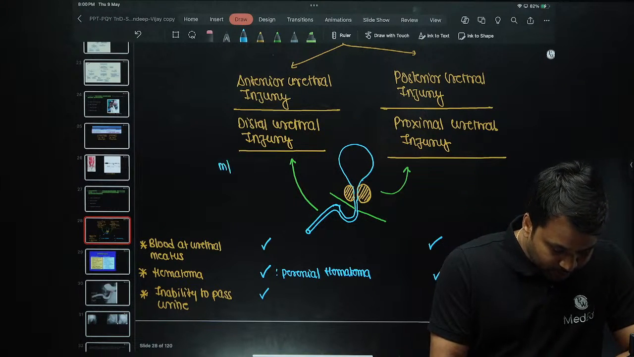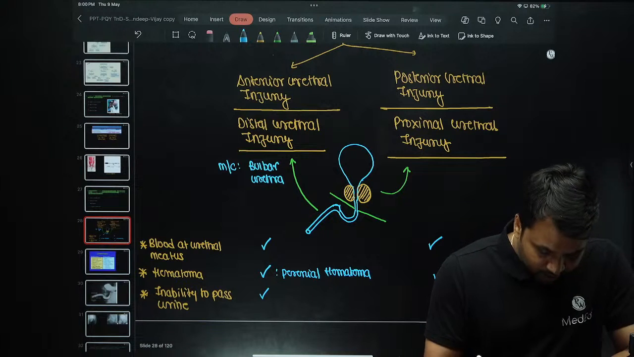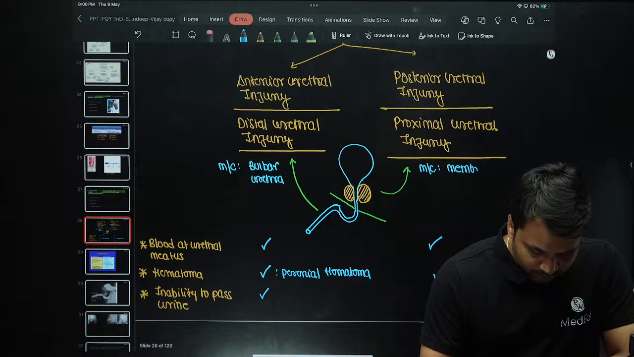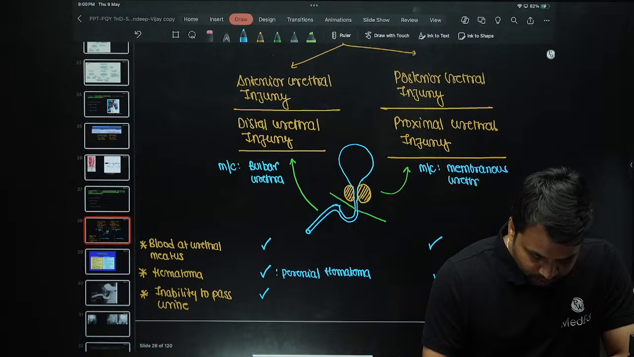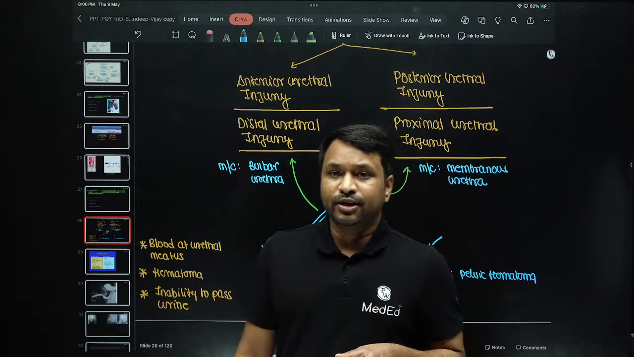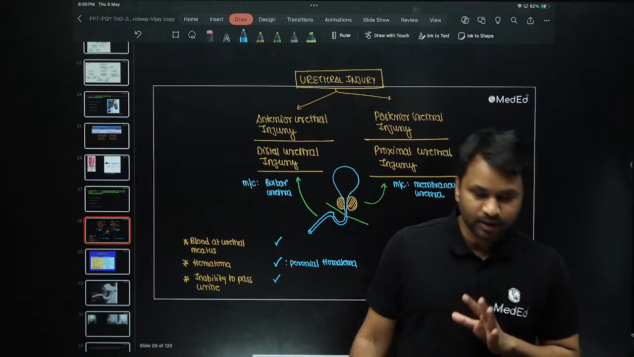Remember, most commonly an anterior urethral injury will involve your bulbar urethra, and most commonly the posterior or proximal urethral injury will involve your membranous urethra. So, these are the differentiating components that you will have with respect to the urethral injuries, right.